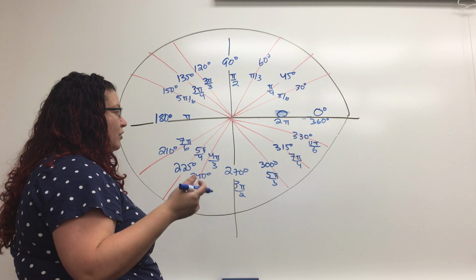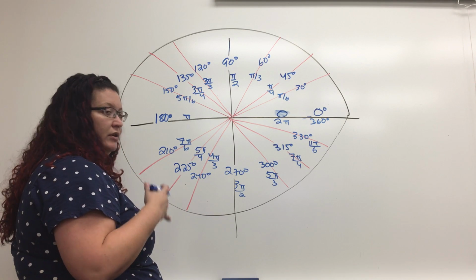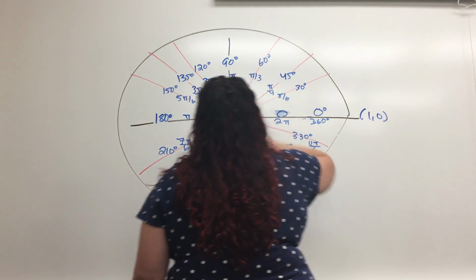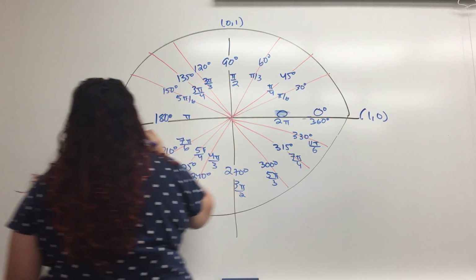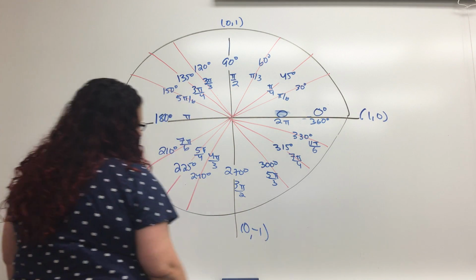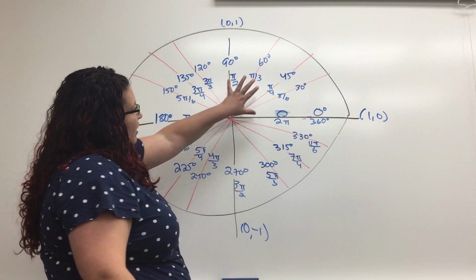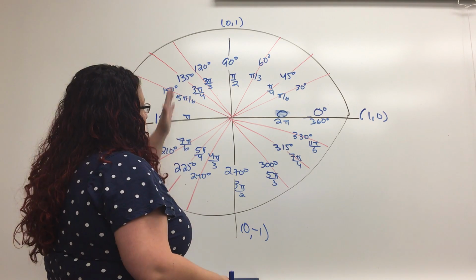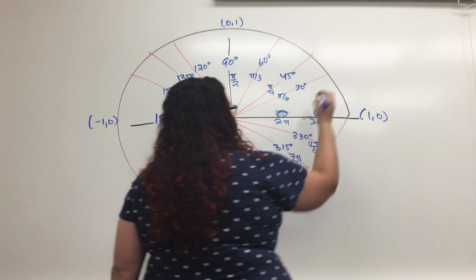Now, I'm going to fill in the coordinate points, which are always, of course, cosine, comma, sine. This is the point 1, comma 0, 0, comma 1, negative 1, comma 0, and 0, comma negative 1. Now here, I'm going to fill in the first quadrant based on what we've already learned about the special triangles, and from there I'm going to copy it into all the other ones.